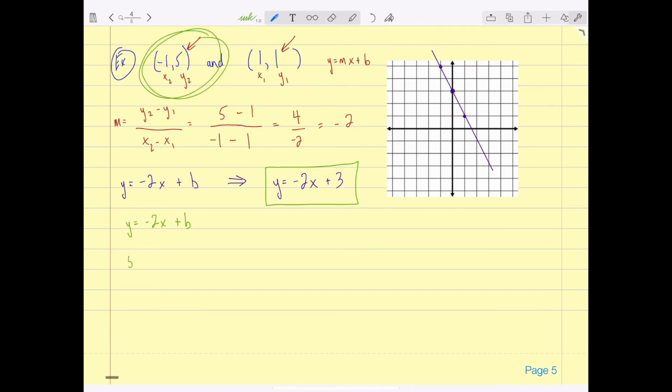So 5 is my y value. Negative 1 is my x value. And we do this. 5 equals negative 2 times negative 1, which is positive 2, plus b. And then we subtract 2. So 3 equals b. So that's another way to get that y-intercept. And that's actually the preferred method to get it because they don't always cross evenly through our graph.